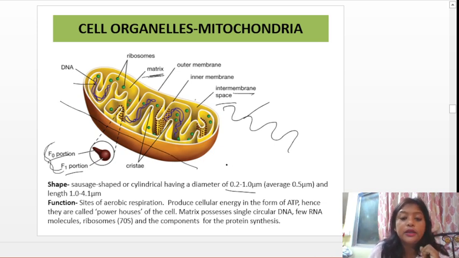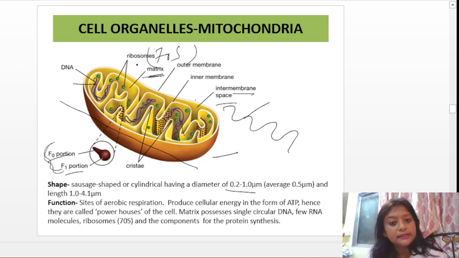Remember that. Now, what are the functions? I've already told you. It helps in production of ATP. These are sites of aerobic respiration. So out here, aerobic respiration takes place. Now, they possess their own singular circular DNA. They contain RNA molecules also, and the ribosome is 70S. Remember, the subunit is 70S. Since they contain ribosomes, they are also helping in protein synthesis. Now let's move on.